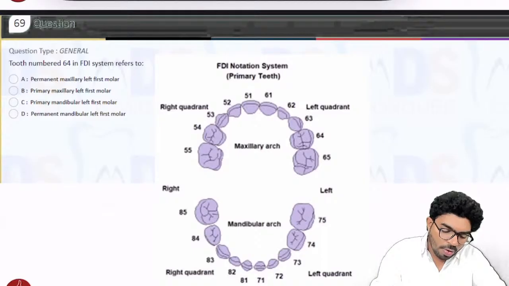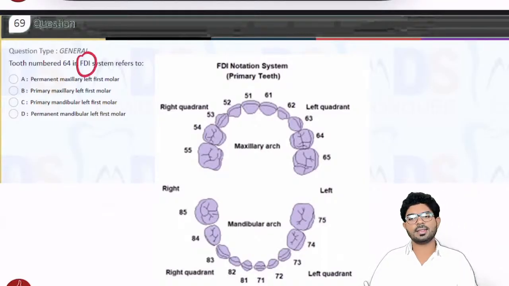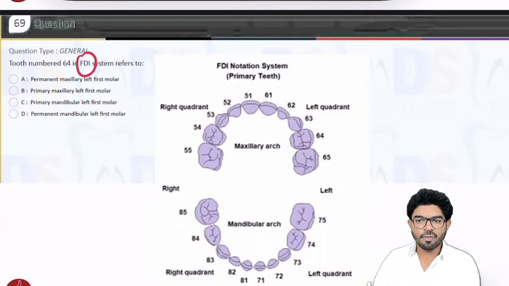Okay, now you have a question on the FDI system. The FDI system is a very frequently followed system of tooth numbering. We have 4 tooth numbering systems which are discussed in the class. Make sure you go back and try to be perfect with each and every tooth numbering system, because these are very genuine, basic, easy questions. You should not miss them.